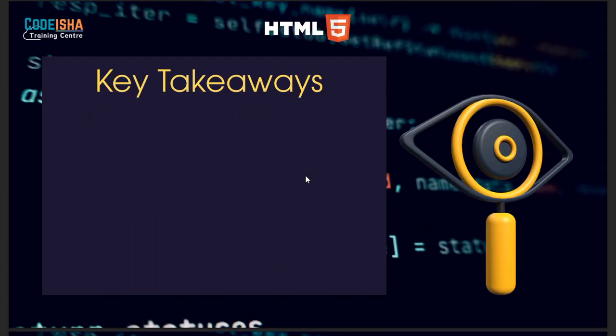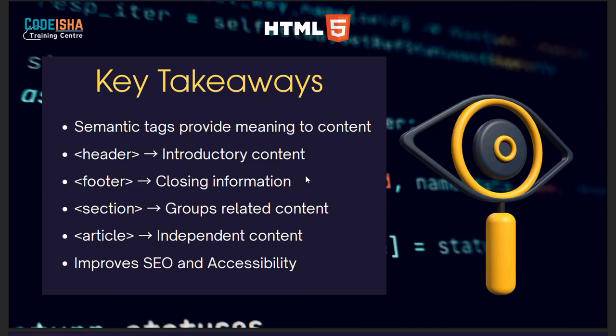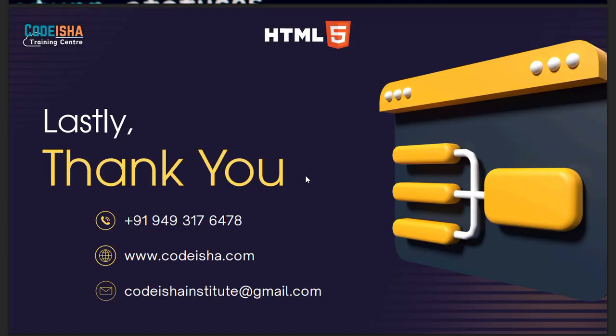And coming to the key takeaways. So here's the final summary based on these topics. Semantic tags provide meaning to content. The header is introductory content, the footer is closing information, a section groups related content, and articles are independent content. These semantic tags improve SEO, search engine optimization, and accessibility. So up to here everything okay, right?